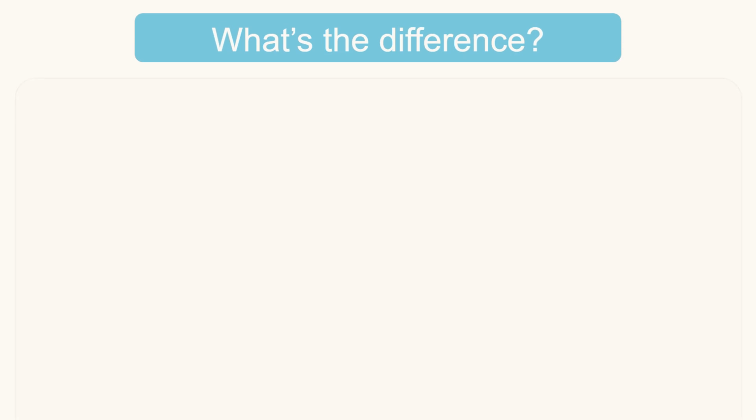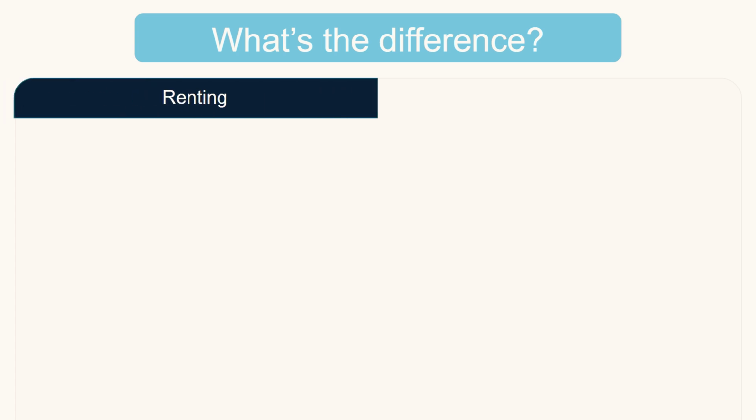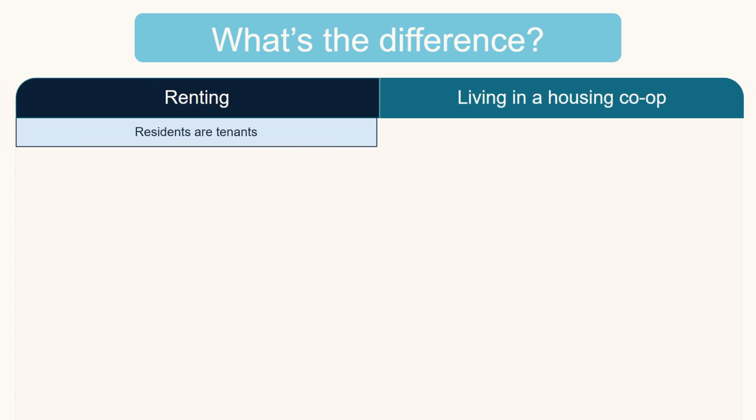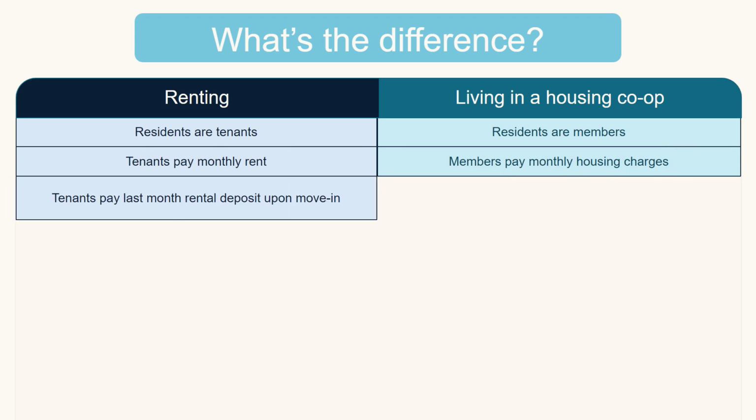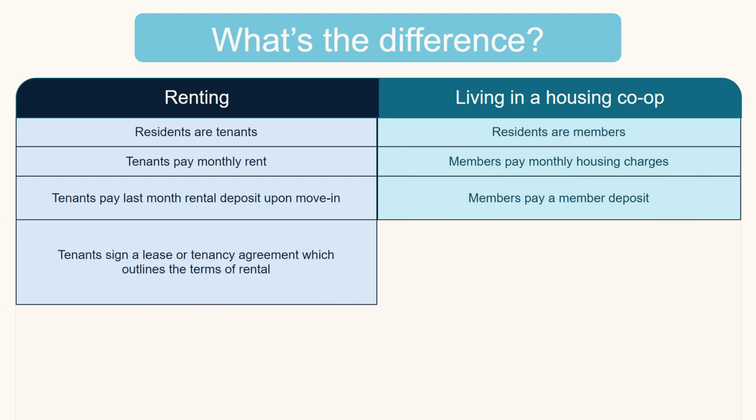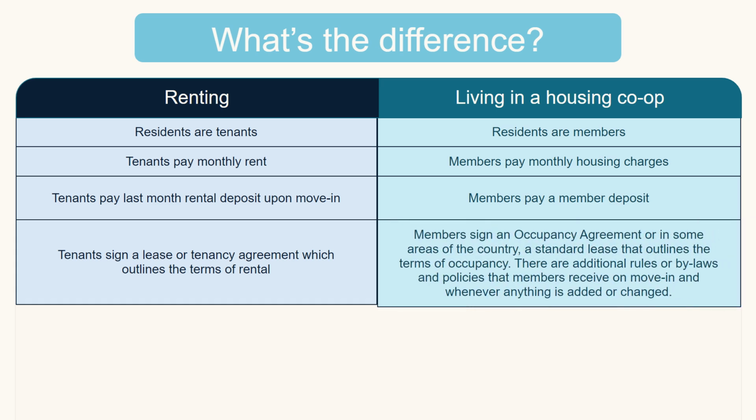What is the difference between renting and living in a nonprofit housing co-op? Renting, residents are tenants. Living in a nonprofit housing co-op, residents are members. Tenants pay monthly rent. Members pay monthly housing charges. Tenants pay last month rental deposit upon move-in. Members pay a member deposit. Tenants sign a lease or tenancy agreement which outlines the terms of rental. Members sign an occupancy agreement, or in some areas of the country, a standard lease that outlines the terms of occupancy. There are additional rules or bylaws and policies that members receive on move-in and whenever anything is added or changed.